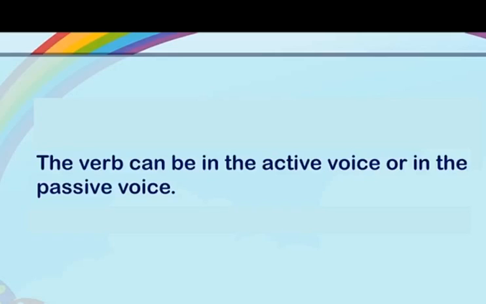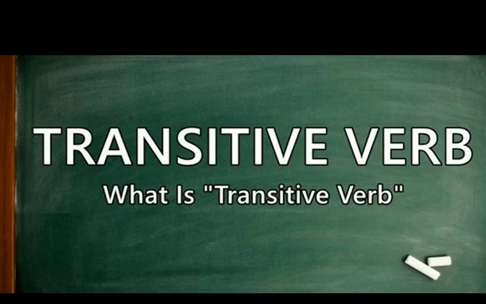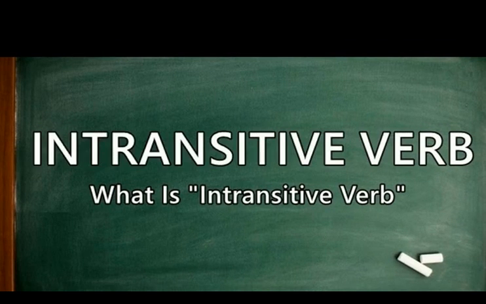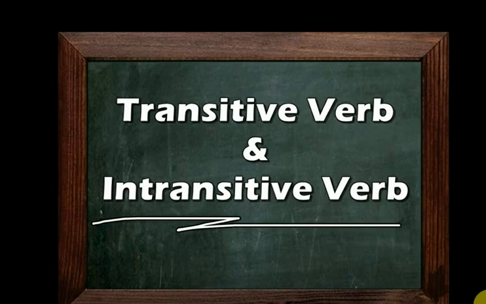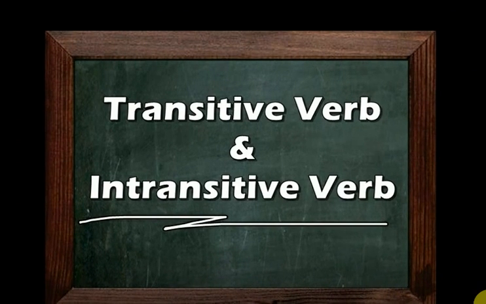So for that, how could the verb be? In which form could it be? That is, the verb should be a transitive verb. So what is transitive? If we talk about transitive, we also have to talk about intransitive. So there are transitive and intransitive verbs. So you have to know what transitive and intransitive verbs are.